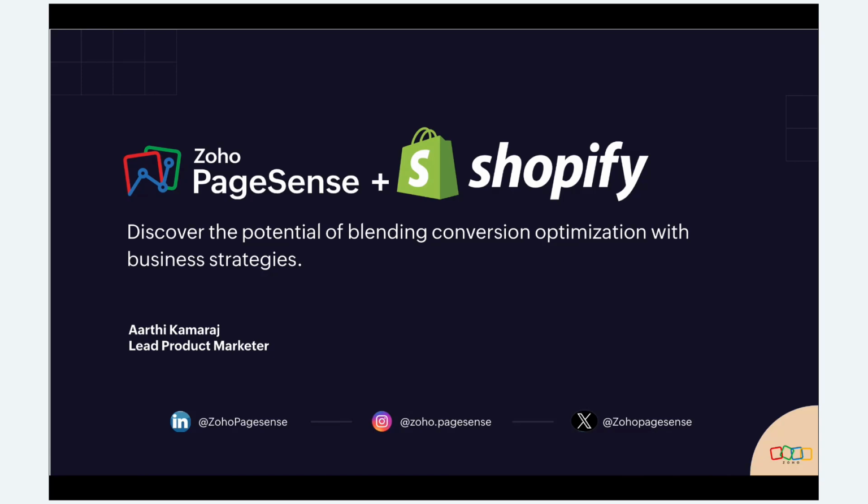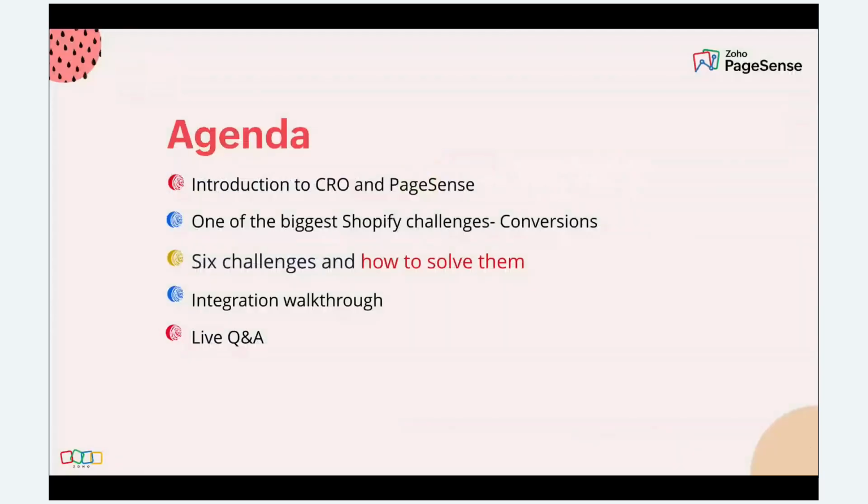So this is the agenda for today. We'll start with a brief introduction to CRO and Zoho PageSense, along with the biggest Shopify challenges that owners face on a daily basis, that is conversions. I've also come up with 6 challenges sourced from the Shopify forum, and we'll be coming up with different strategies on how to solve them with this integration. And I have Malati, a product expert, with us to give a detailed integration walkthrough. And towards the end, we'll also have a live Q&A session to answer all your queries.